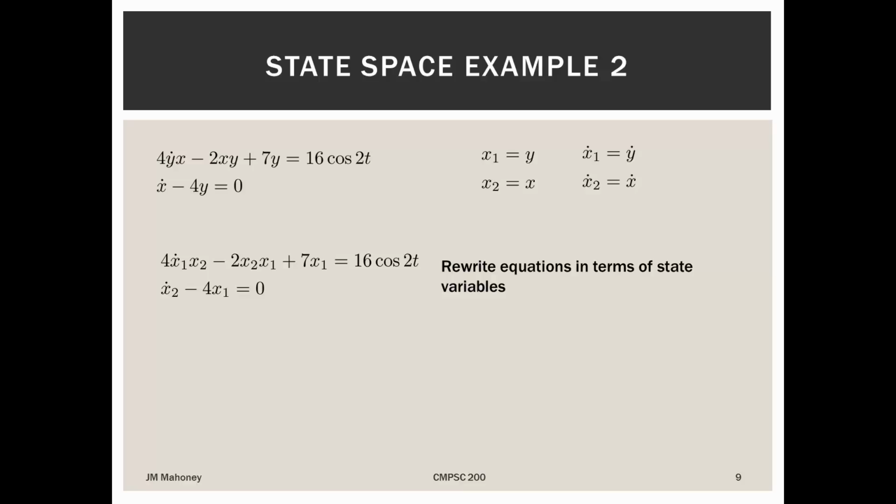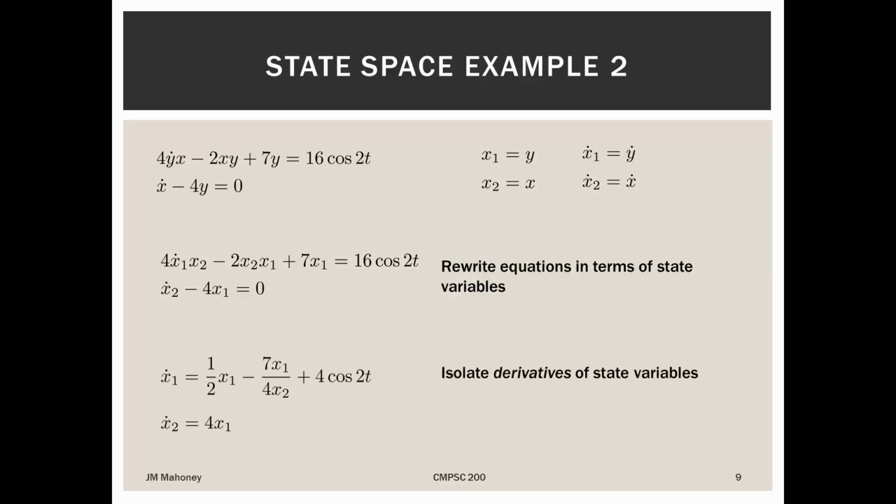Plus 7x1 equals 16 cosine 2t. And the second equation, the only way I can write x dot is as x2 dot, minus 4 times x1 equals 0. So I've rewritten these two equations in terms of my state variables and their derivatives. Again, the next step is I need to isolate the derivatives of my state variables. In this case, x1 dot appears only in the first equation, so I need to isolate it in that first equation, and x2 dot appears only in my second equation.